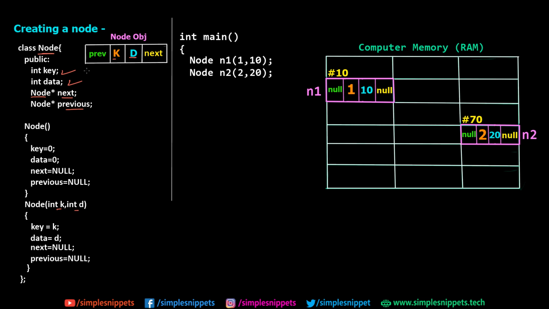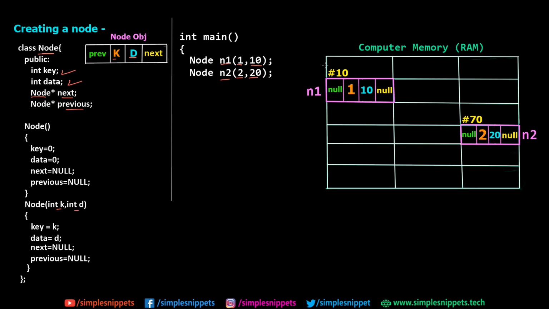So how does this work when it comes to the programming part, the implementation part, and what happens behind the scenes? Let's see that. Say this is your int main function, inside which you create your objects n1 and n2. Now n1 and n2 are of class node, and we are passing key as 1 and data as 10, key as 2 and data as 20, right? So we are using the parameterized constructor.